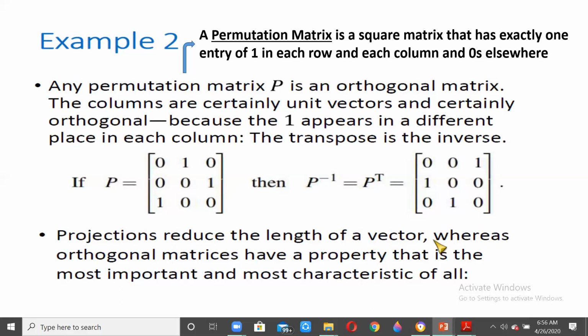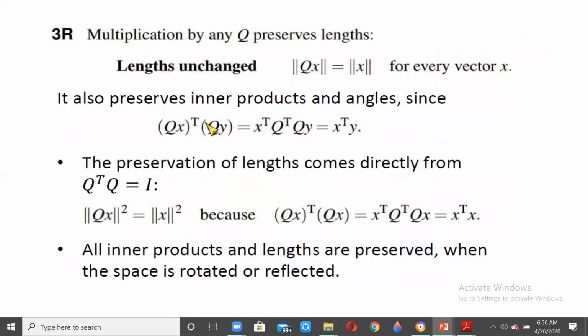Projection reduces the length of a vector, whereas the orthogonal matrix has a property that is the most important and most characteristic of all. The orthogonal matrix has a very good property which the projection will not have. Projection just reduces the length of the vector, whereas for the orthogonal matrix, the length remains unchanged even if you multiply. So multiplication by the Q matrix will just give us the length unchanged.